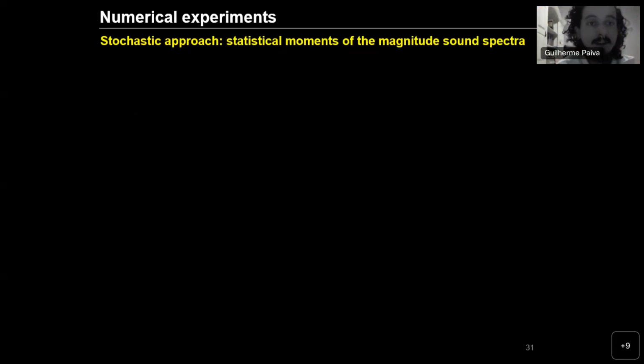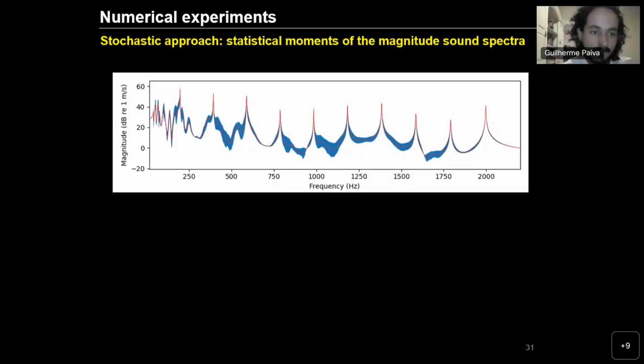So gathering all these curves, we could perform the statistical moments of these curves. Here we can see in red the mean spectrum. And this blue region is centered at the red curve, and the lower and upper bounds are the standard deviations. So we can see here there is a significant dispersion.